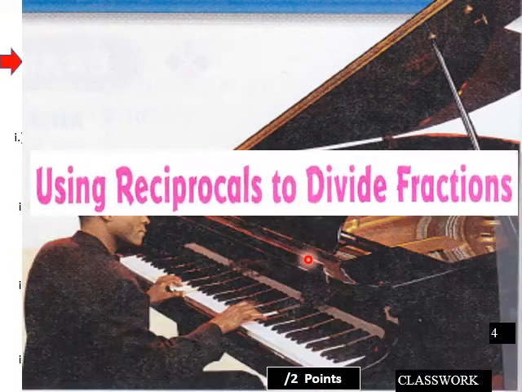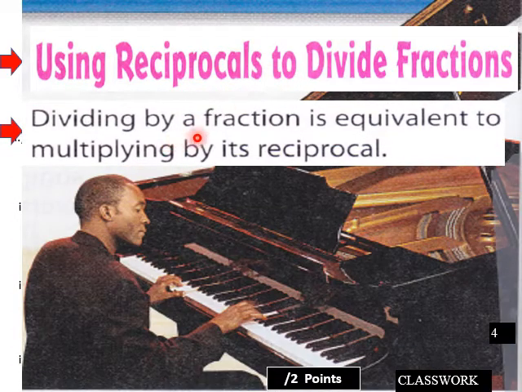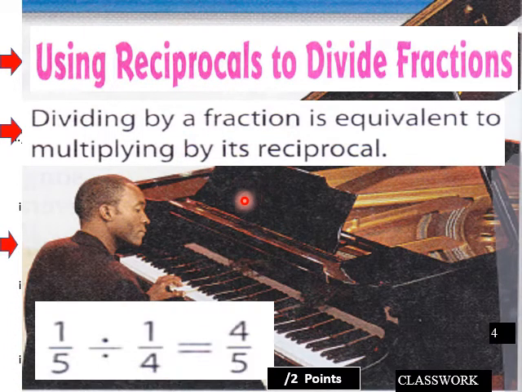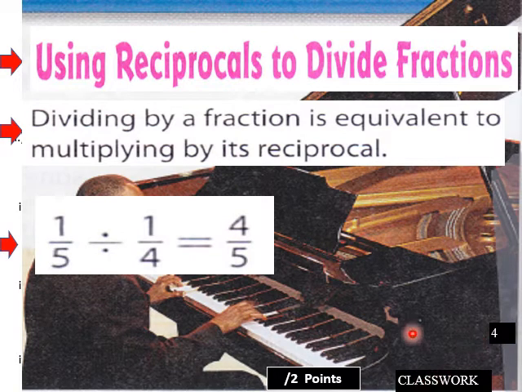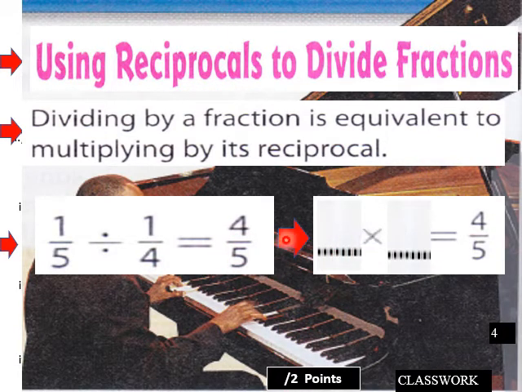So that's kind of like using reciprocals to divide fractions. Dividing by a fraction is equivalent to multiplying by its reciprocal. There it is, right there. This is your class worksheet, page 4. So 1/5 divided by 1/4 equals 4/5. Why or how? Because 1/5 times 4/1. We reciprocate the divisor. This is your divisor here.